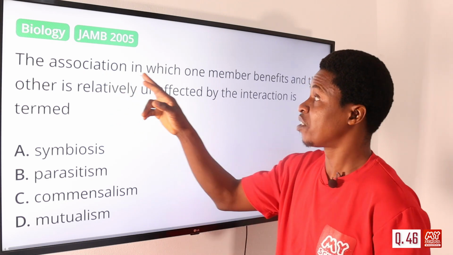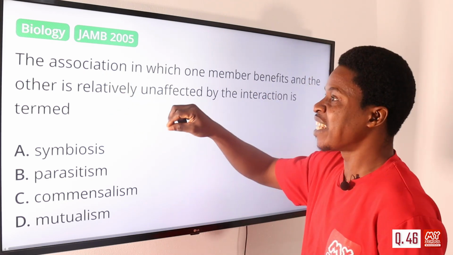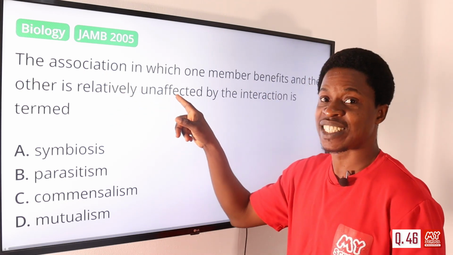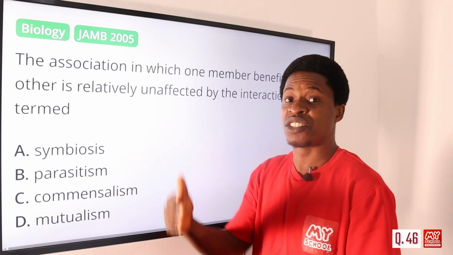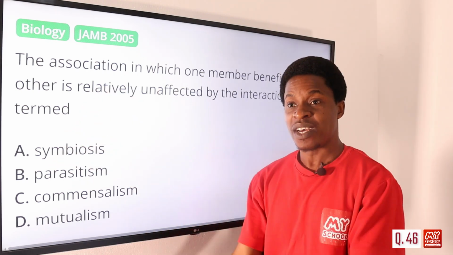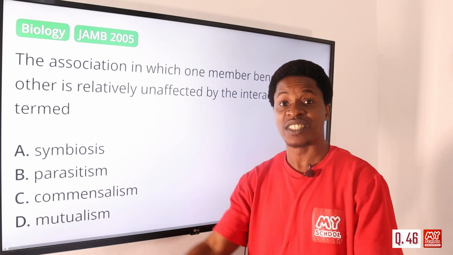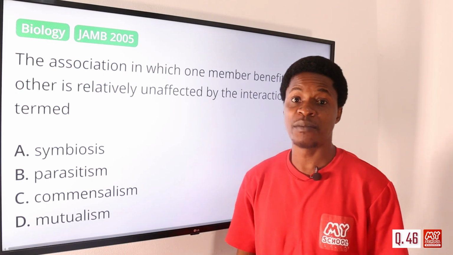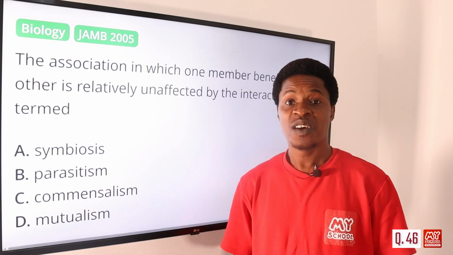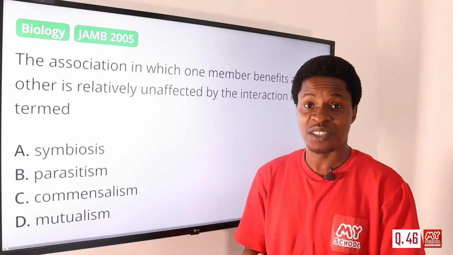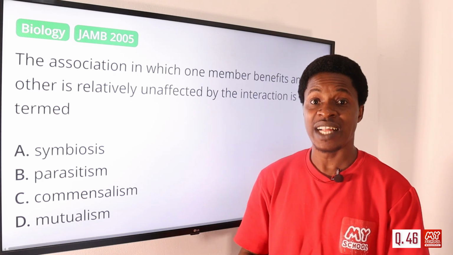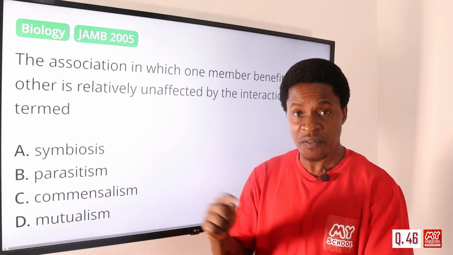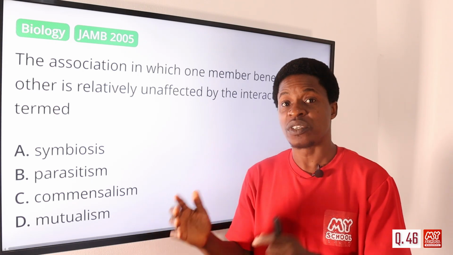But in this case, we said there is a situation in which one member benefits and the other is relatively not affected. It is not affected, but the other one is benefiting. So whether it's there or not, it doesn't feel it, but the other is just benefiting from that. We call that commensalism. Commensalism is an association or relationship where two organisms are together and one benefits while the other one is not benefiting and is not suffering harm. So it is not affected.